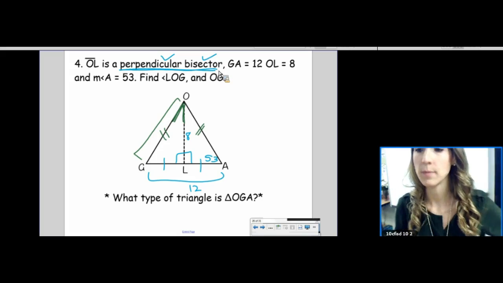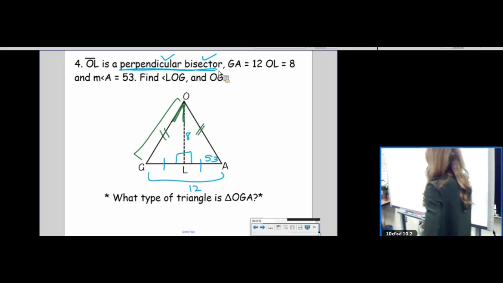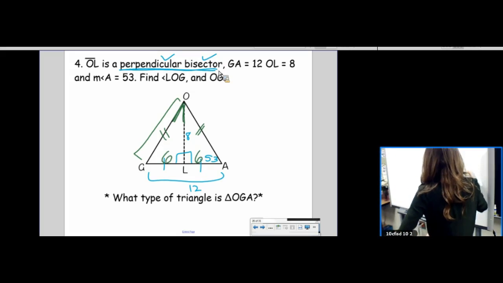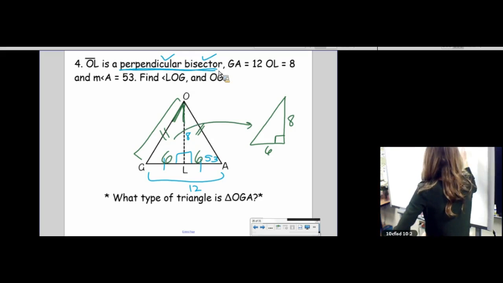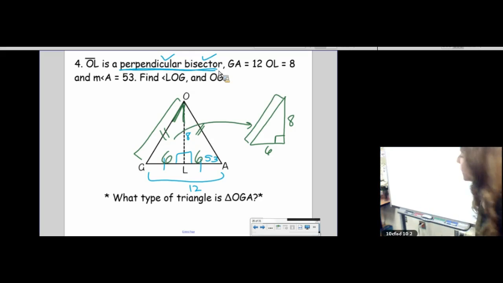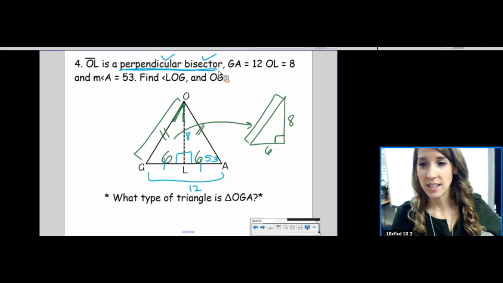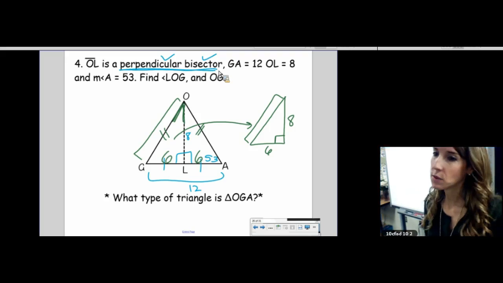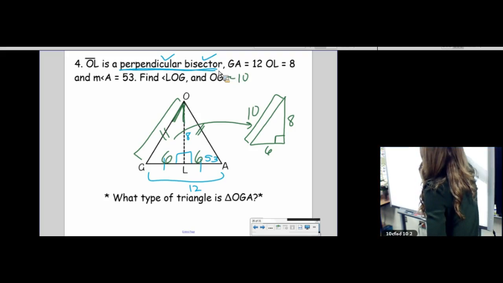That's really important. Okay, so first we can take this 12 and divide it by 2: 6 and 6. Now I have this triangle right here. I've got 8 and I've got 6. If I pull this out and I'm looking for this, to find OG, we can use good old Pythagoras. We can use the Pythagorean theorem. 6 squared plus 8 squared is 100. Take the square root of 100. The answer is 10. So OG is 10.